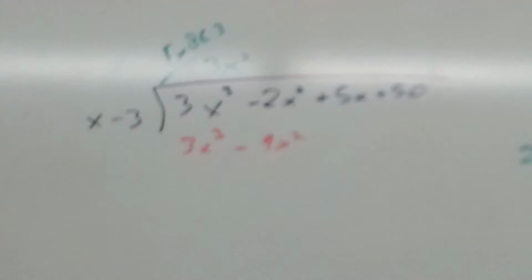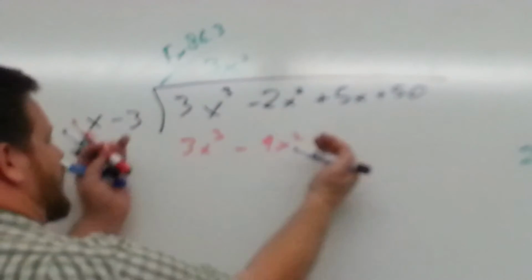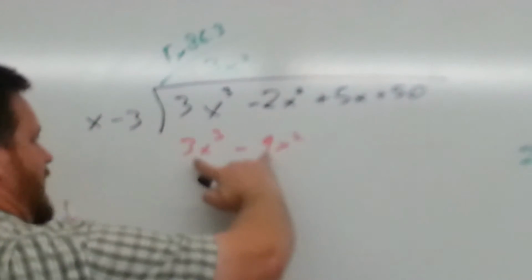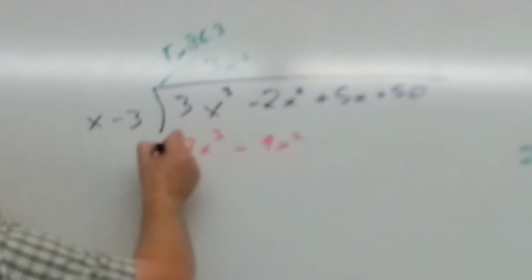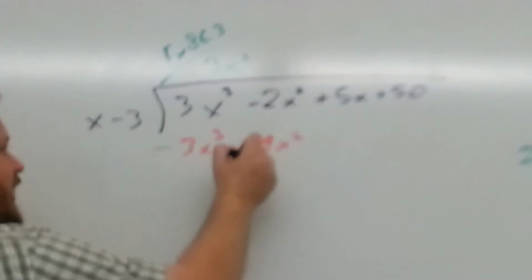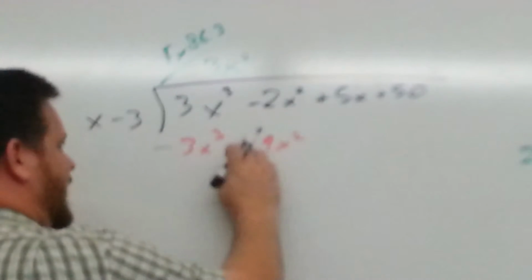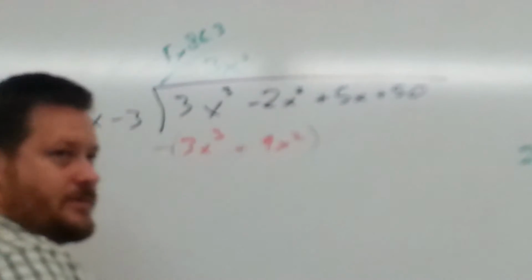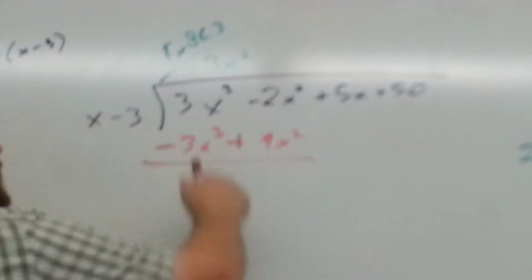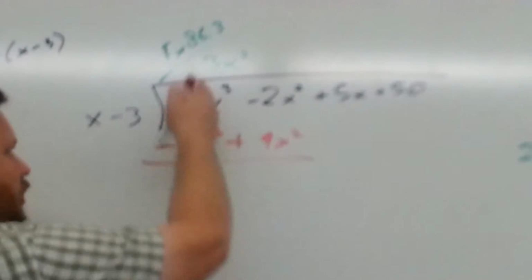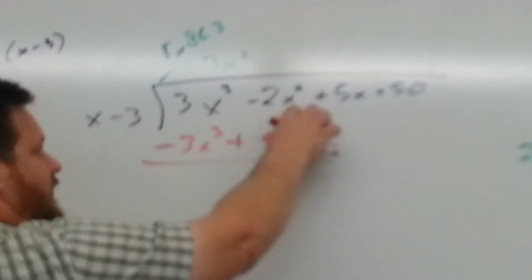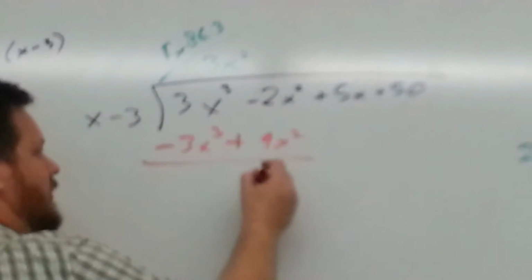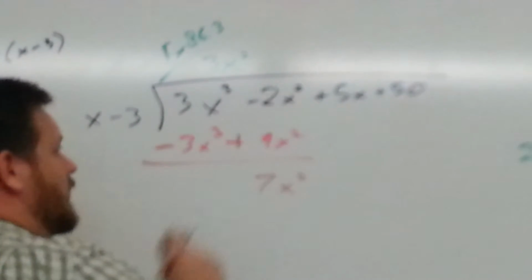I need to subtract all of this, both of these terms from here. So I can't just do this. I have to change both signs, because I need to subtract that. I've got 3x cubed minus 3x cubed, so this goes away. Negative 2x squared plus 9x squared is 7x squared.